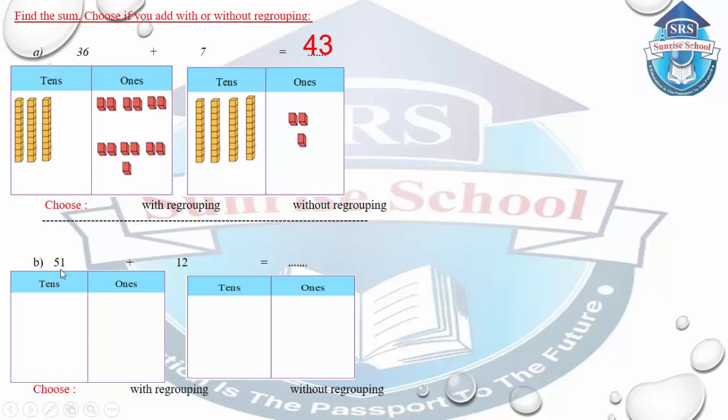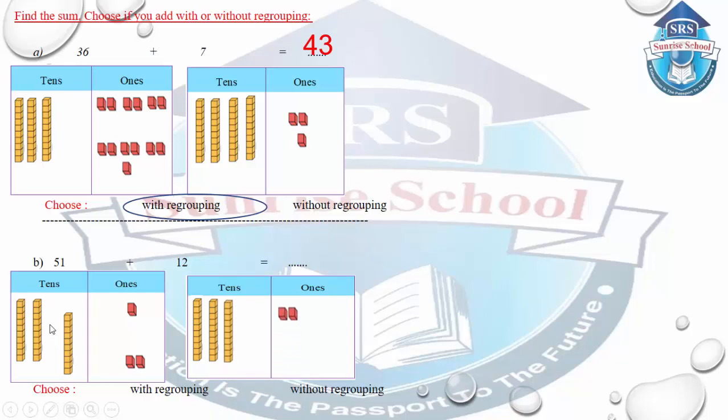Excellent. Next, 51 plus 12. 50, so I'll draw 5 bars or 5 tens.